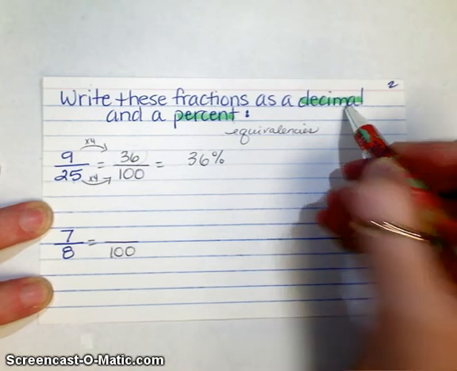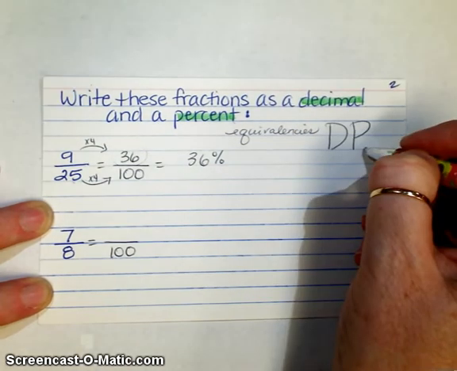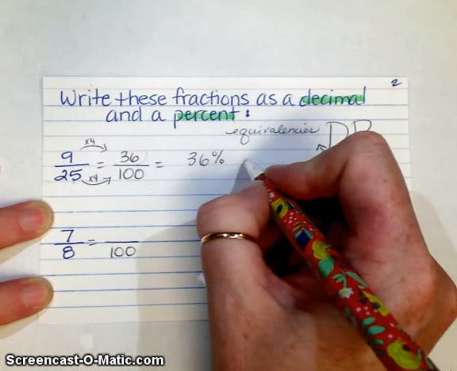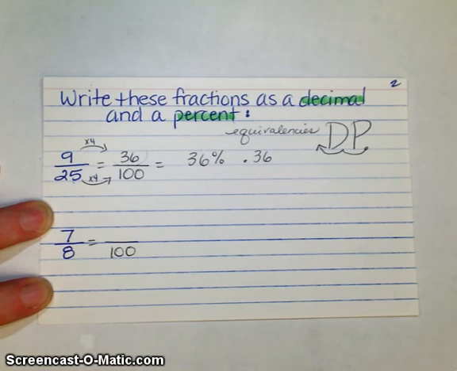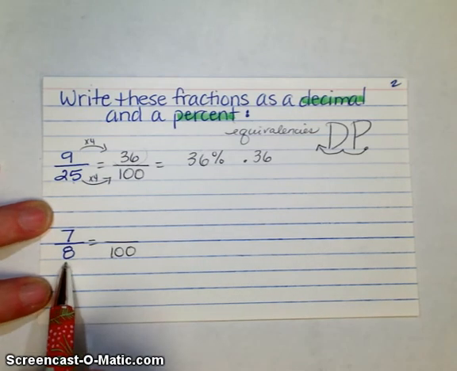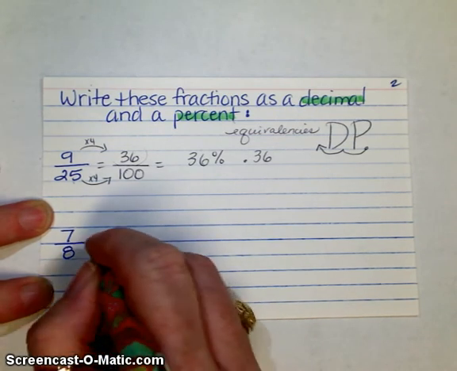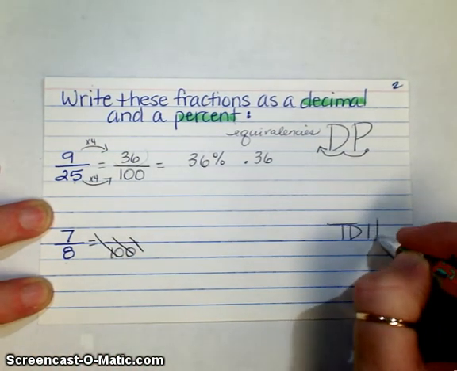Now to change it to a decimal, again, use the Dr. Pepper trick. I start off with a percent. I'm making it a decimal, so I move it 2 places to the left. So my decimal value would be 0.36. This one is a little bit different because does 8 go into 100 evenly? No, it doesn't. So we actually cannot use this. We're going to use top dog in the house.